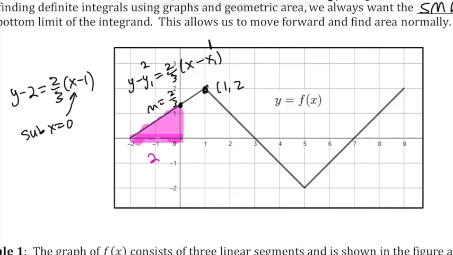So if we have 0 minus 1, that's negative 1 times 2/3. So that's negative 2/3. And then if I add 2 to each side, I'm going to get y equals 2 minus 2/3, which in this case is 4/3. So that is my height. That was a lot of work to find the height.